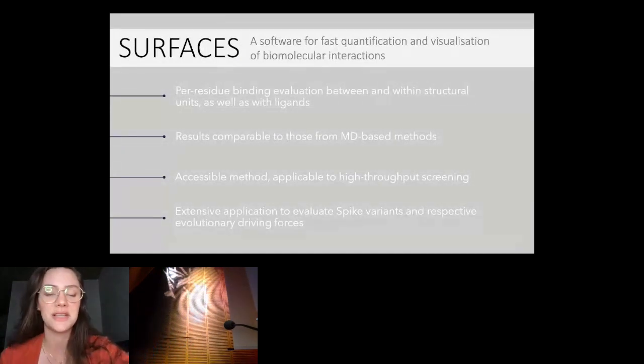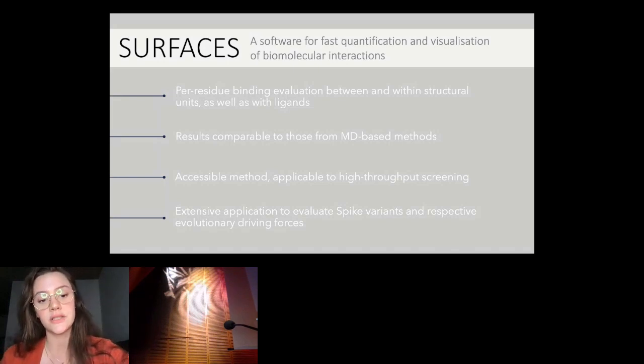So I'll start with a summary of the conclusions in order to keep you interested. Basically, Surfaces is a pair residue binding evaluation that works for different structural units, for interactions between protein and ligands, and also for particular residues within chains. Our initial results show a performance that is comparable to that of some molecular dynamics based methods.